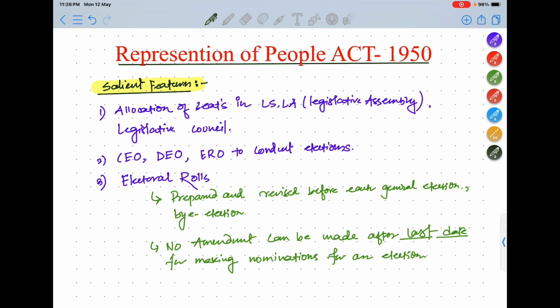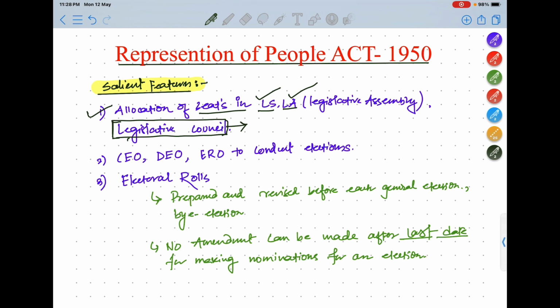Number 1, allocation of seats in the Lok Sabha, Legislative Assembly and Legislative Council. Now you all will know what the Lok Sabha and Legislative Assembly are, but some of you may not know this Legislative Council. So what is the Legislative Council?